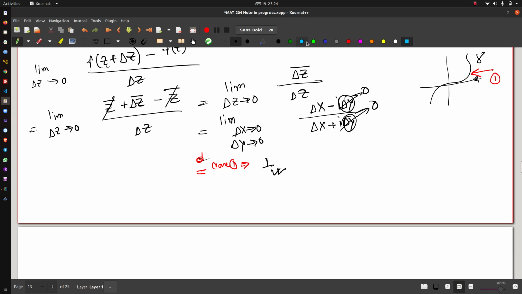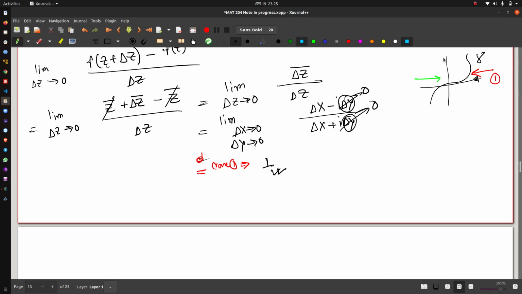Now consider case 2, where you approach in this direction. That means you approach from left to right, along this green line. So again, in this case there is no y, right? So the result should be the same. Okay, that's great. So we don't need to calculate that.